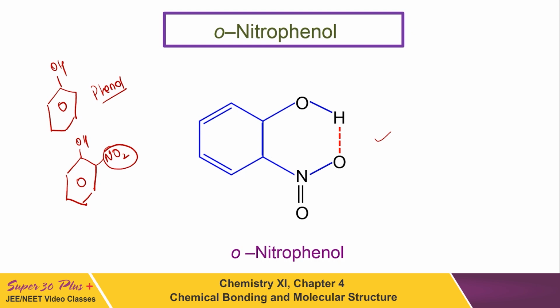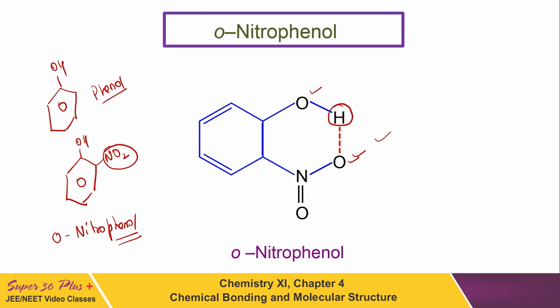Since this nitro group is attached to the ortho position of this phenol, it is called orthonitrophenol. In orthonitrophenol, the actual structure is like this. Now, what happens? The hydrogen atom is stuck between two electronegative atoms, that is oxygen. So there will be a formation of H bond in this example.